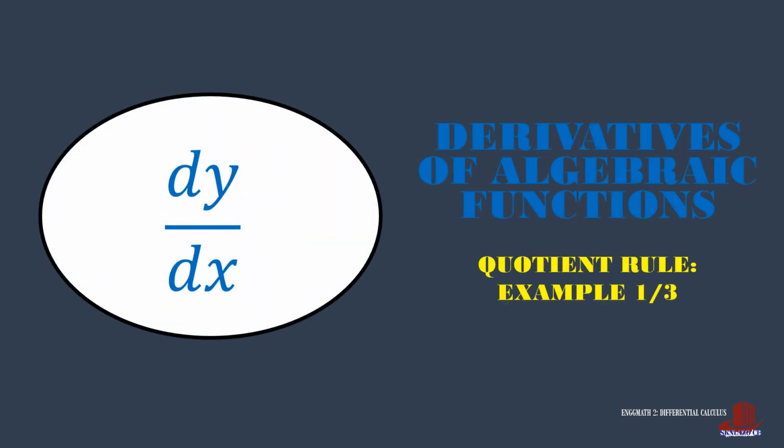Another operation for looking for derivatives is the quotient rule. This series of videos shows examples on differentiation using the quotient rule.